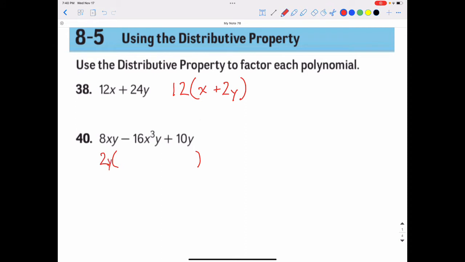And then divide. 8xy divided by 2y will be just 4x. The y's would cancel. Negative 16x cubed y divided by 2y: negative 16 divided by 2 is negative 8. We didn't factor out any x's, so it remains x cubed, and then y divided by y would cancel. And then positive 10 divided by 2 would be 5, and the y's would cancel there. So there you can see the answer is 2y times the quantity of 4x minus 8x cubed plus 5.